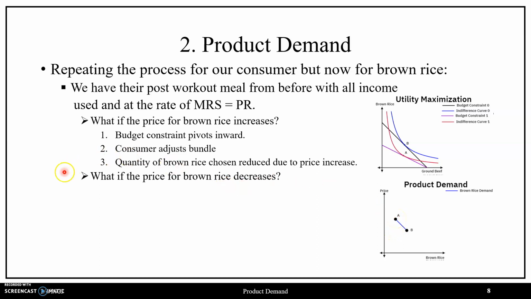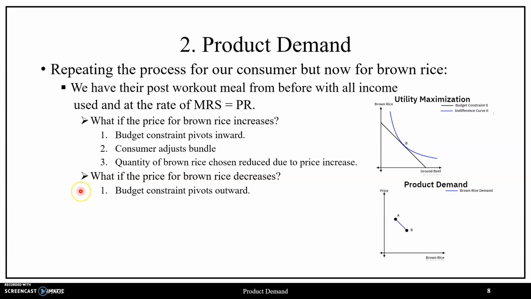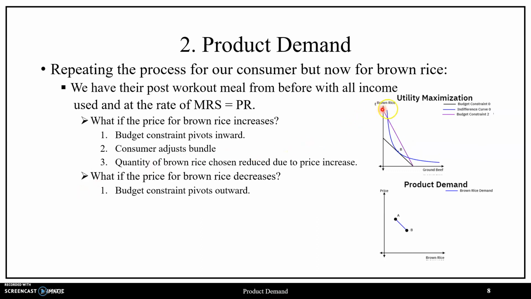Now let us pose the opposite case. Suppose we have our original utility maximized bundle, point B, but then the consumer goes to the grocery store and observes that brown rice is now on sale. With brown rice now being on sale, that means the price has decreased. With a decrease in price, with the same amount of income, they now have a greater amount of options available to them in terms of purchasing brown rice. We can represent this in terms of the budget constraint by shifting it outwards from budget constraint 0 to budget constraint 2 in purple. We see that there's a greater amount of options available to them in terms of brown rice.